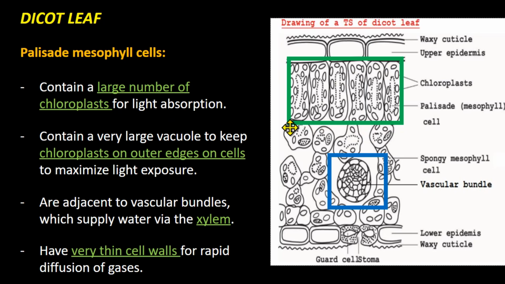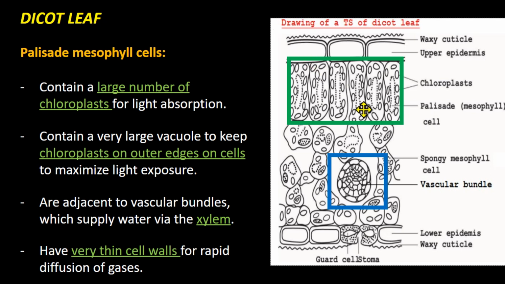As a result, this would contain a very large number of chloroplasts for light absorption. Not only that, but there's a very large vacuole, and what this would do is push the chloroplasts onto the outer edges of the cells. This would be to maximize light exposure. Most of the sunlight would be propagating through the upper epidermis, which is transparent.